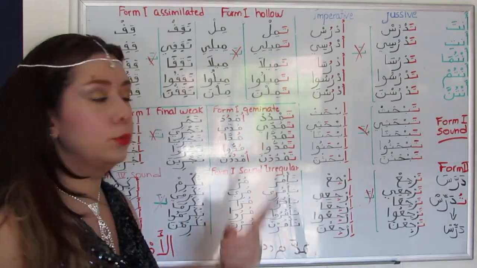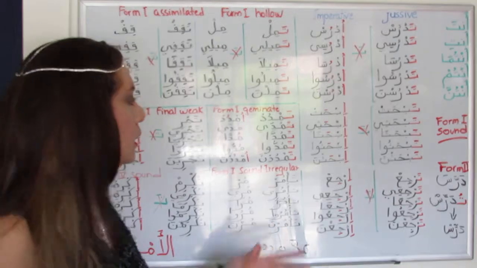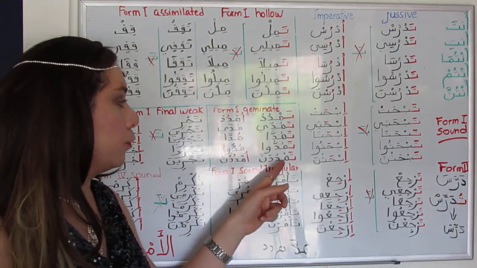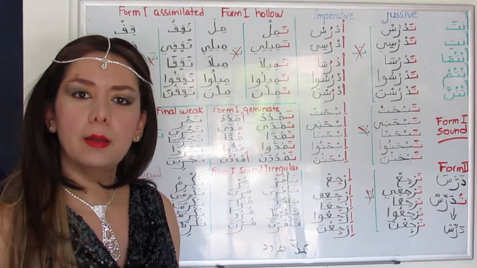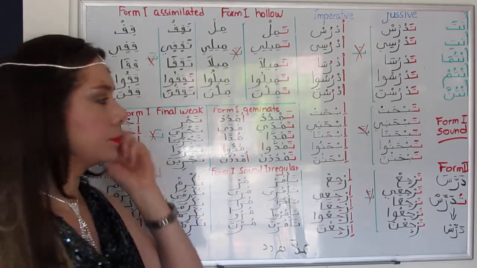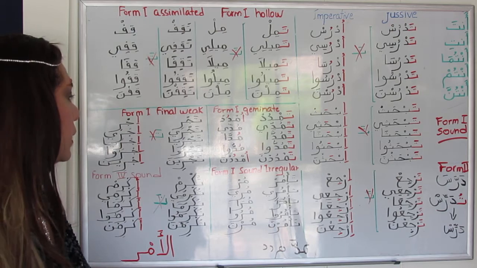Second one, we have muddi. That's fine, it starts with the dhamma. So we don't need the hamza. Muddi, mudda, muddu. Again, for antunna, we need the hamza together with the dhamma. Ududna. Okay? Here, form one final weak.